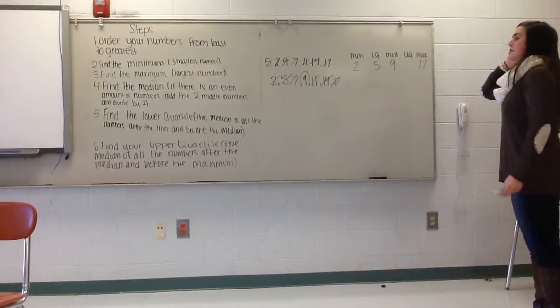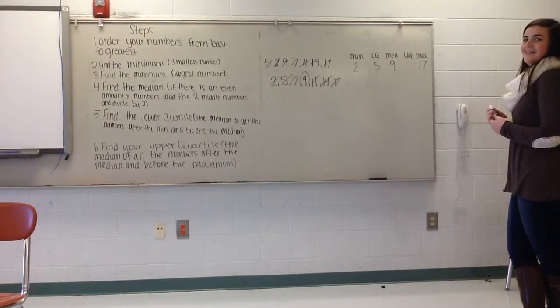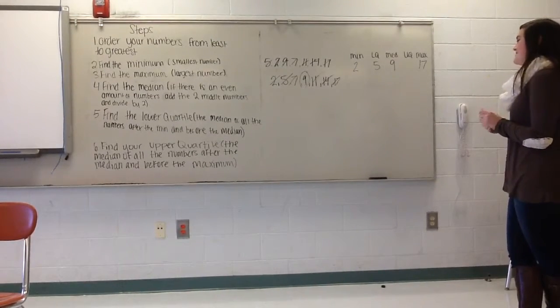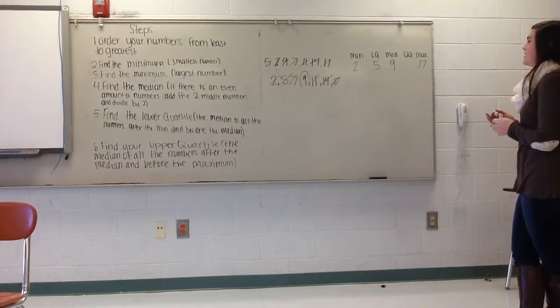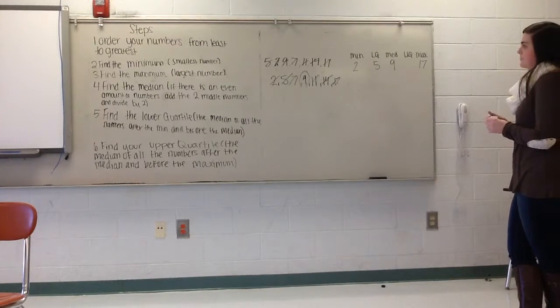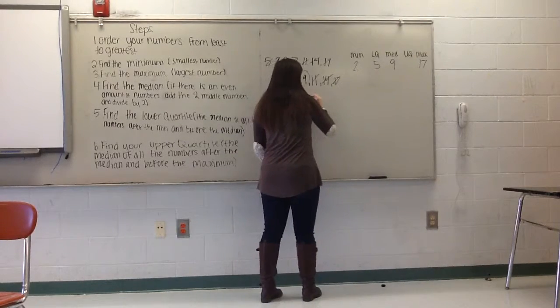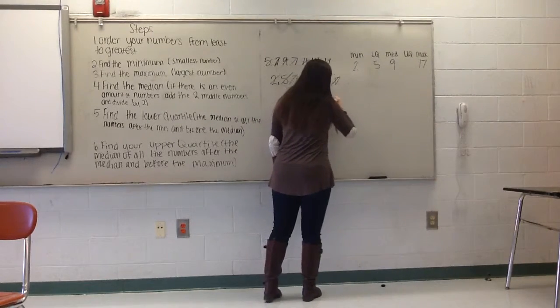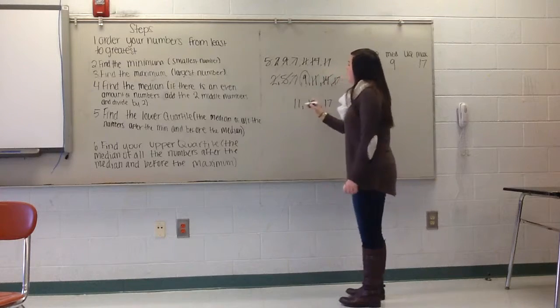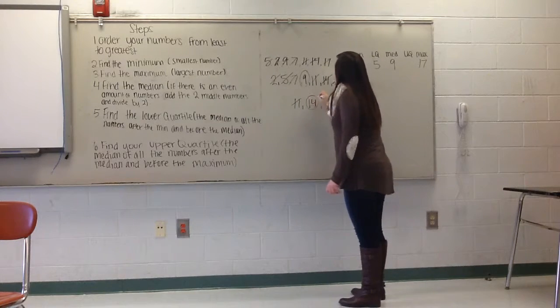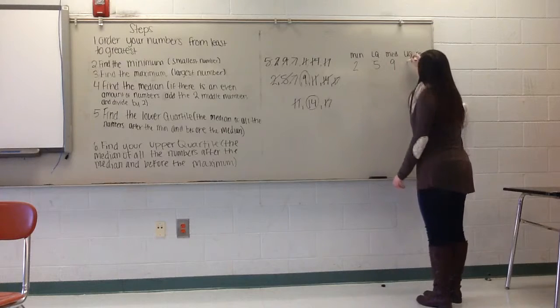Step 6 is find your upper quartile. The median of all the numbers after the median and to the maximum, which is 11, 14, and 17. And you're going to take away on each side by 1, and your upper quartile is 14.